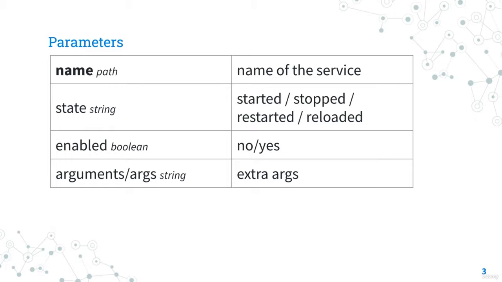The enable parameter allows you to decide if the service should start on boot or not. In this case, we don't want that, so we need to switch to the negative, no or false. The arguments parameter allows you to specify some optional arguments provided on the command line, but it is not very common.